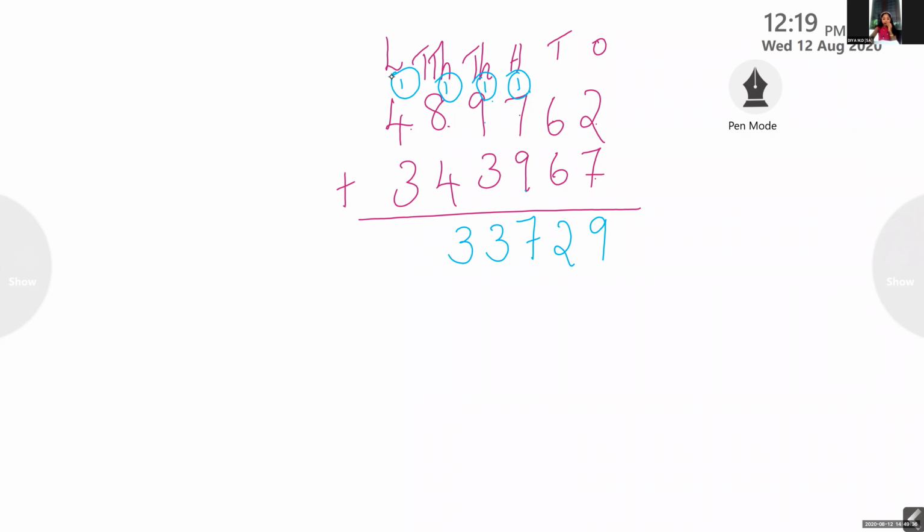8. Okay. Now how to place the comma: after 3 digits, then 2 digits, then 2 digits. Can you read the number name?